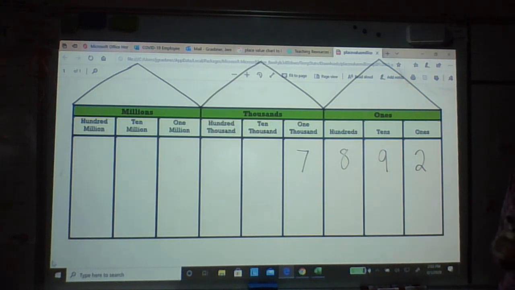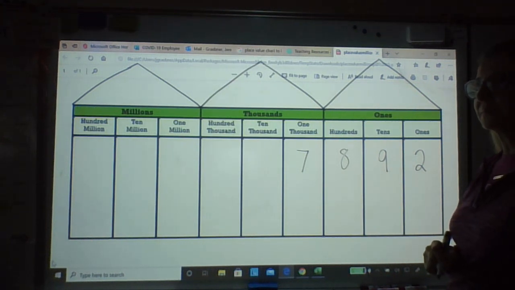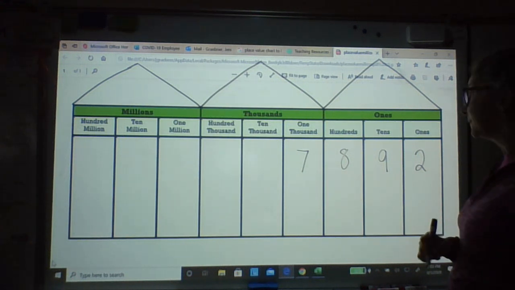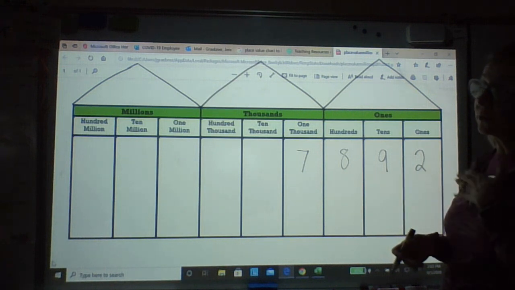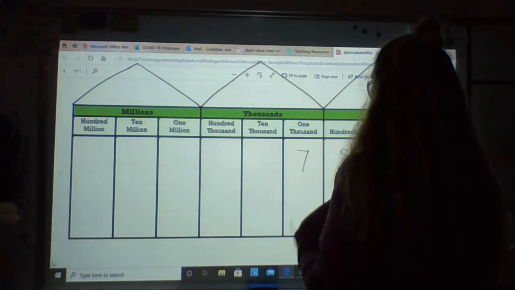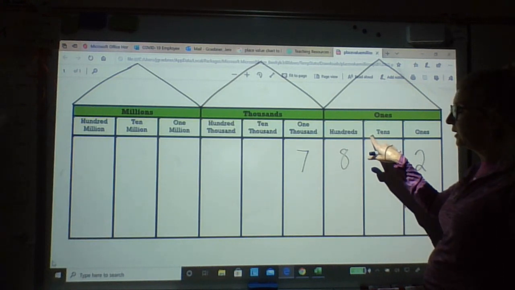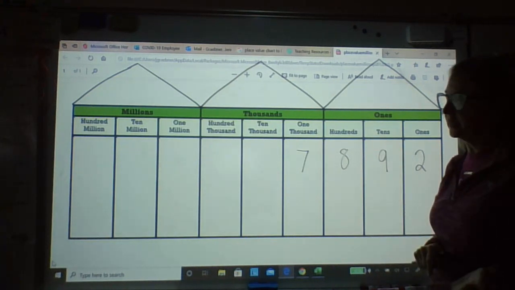Okay. That looks great. Now, Mr. Slider, that's a big number. Can you tell me what the value of the 9 is in that number? I can. My place value chart really helps me do that. Here's the 9, and if I slide up, I know that it is 9 tens.